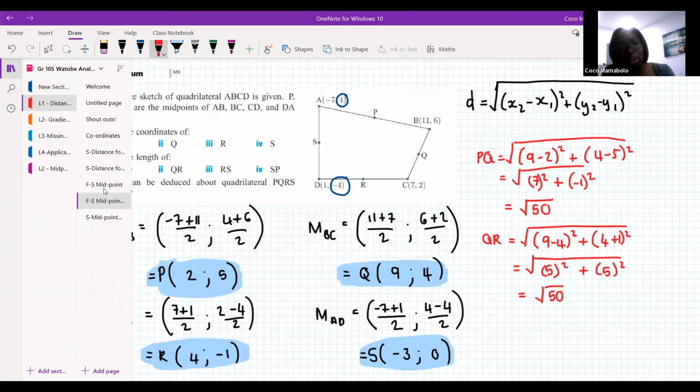Isa, I don't know how you got negative square root 50. Your distances cannot be negative. If I'm going anywhere, the distance can never be negative. So please check again. It will always be positive. Thank you, Teacher Kant. All right, and then it says, look for the distance of RS. Has anybody got the distance RS?